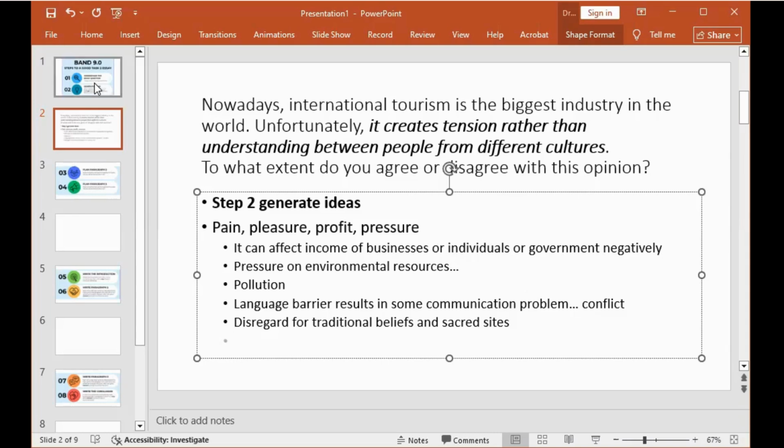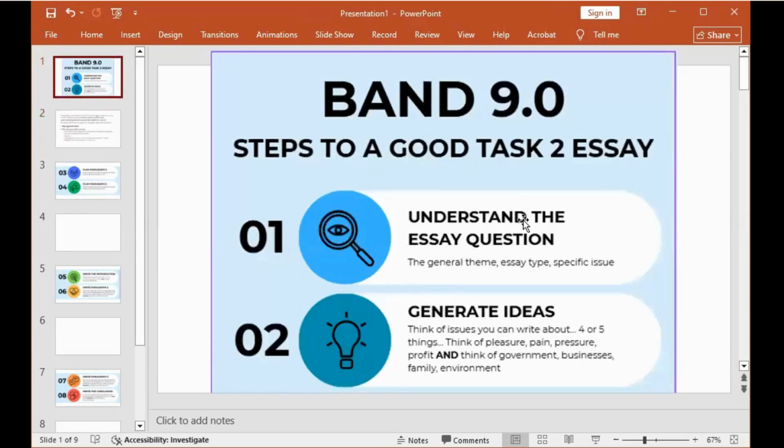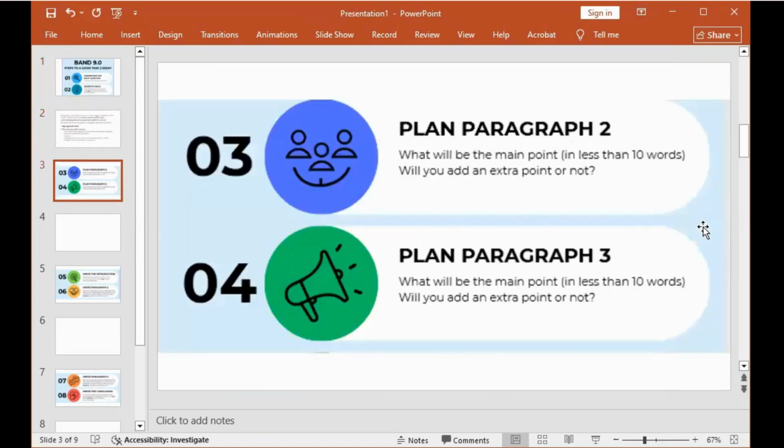So let's go back to our list now. Step 1 is what? Understand the essay question. We've done that. Step 2 is what? Generate ideas. Now, what is step 3? Step 3 is to plan. Steps 3 and 4 are to plan your paragraphs.